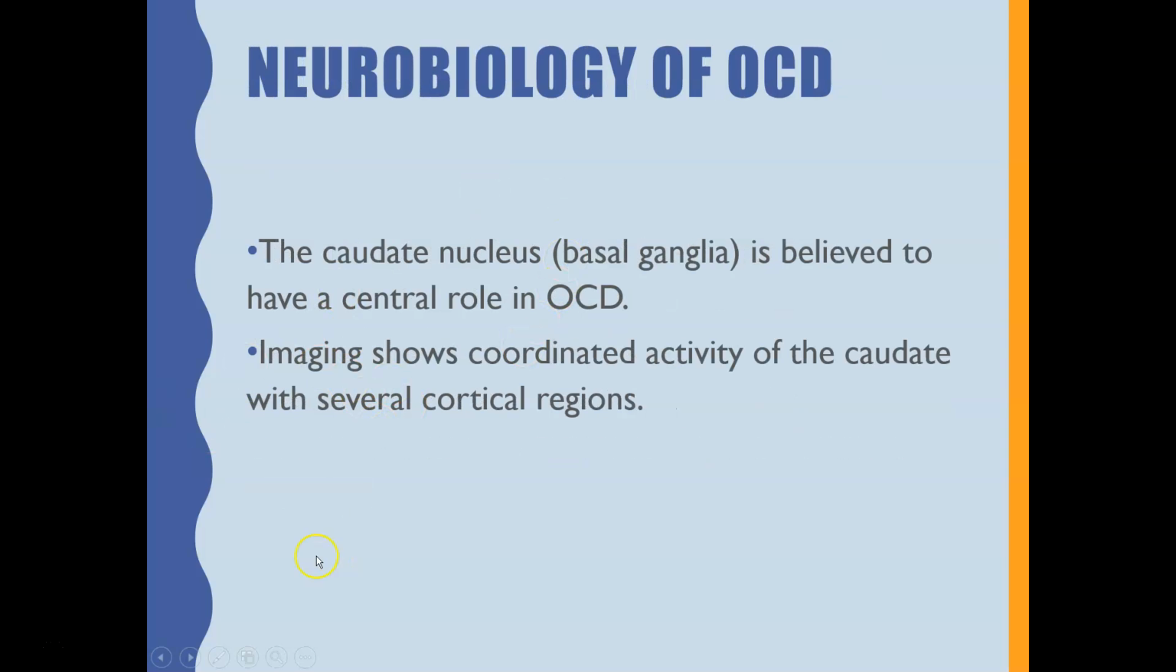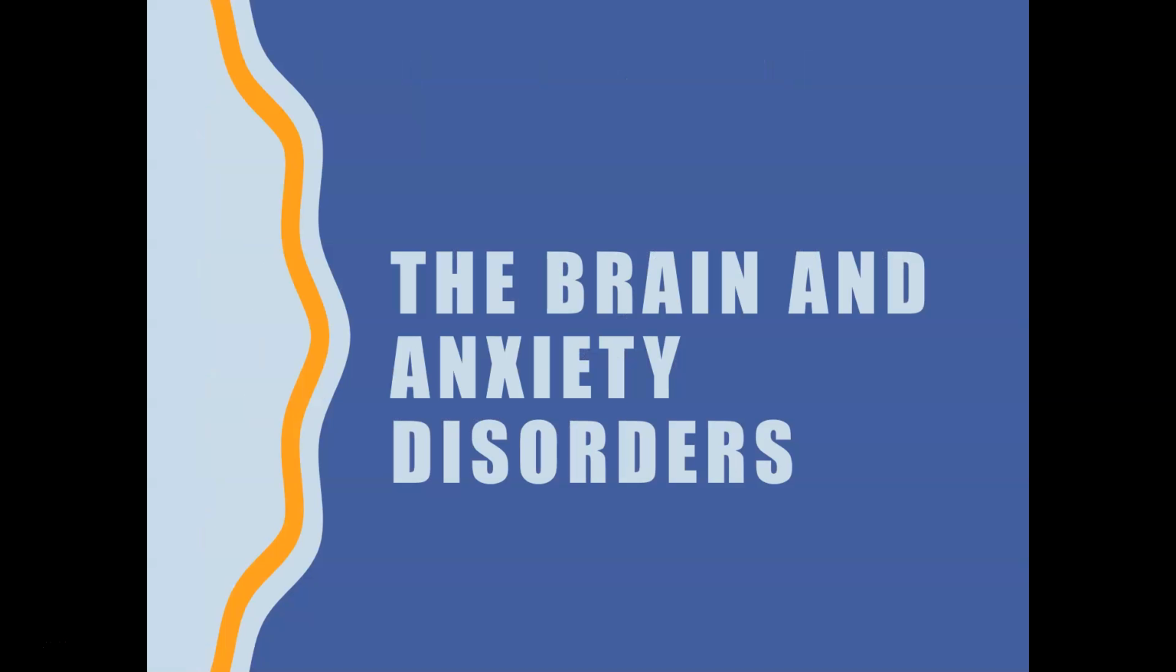So let's briefly talk about some of the neurobiology of OCD. One of the things that we find is that the caudate nucleus in the basal ganglia, and the basal ganglia is often critical for the formation of habit, is believed to play a major role in obsessive compulsive disorder. And neuroimaging studies have actually found coordinated activity between the caudate nucleus and many different regions of the cortex.